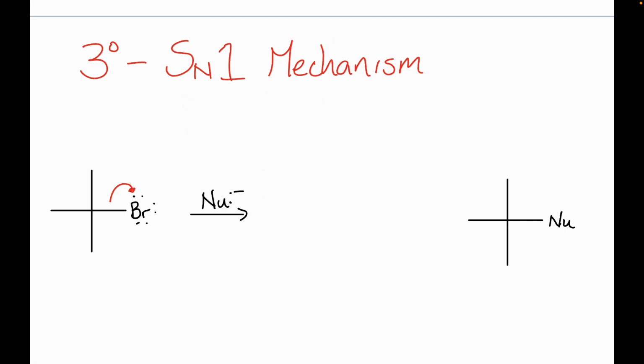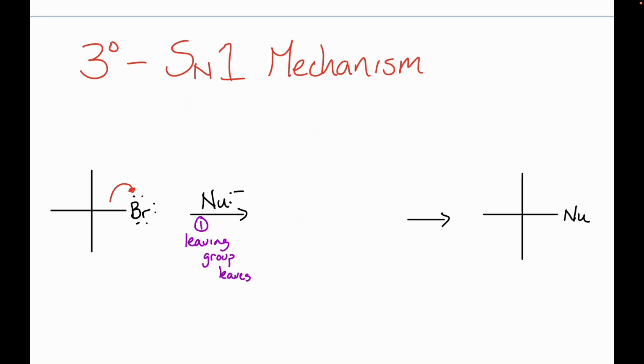So in this first step, our leaving group leaves, boom, that's step one. Everybody take a second and draw me the intermediate that we would expect if our leaving group leaves. The most common intermediate that we've seen this semester. What do we call them? Carbocation.